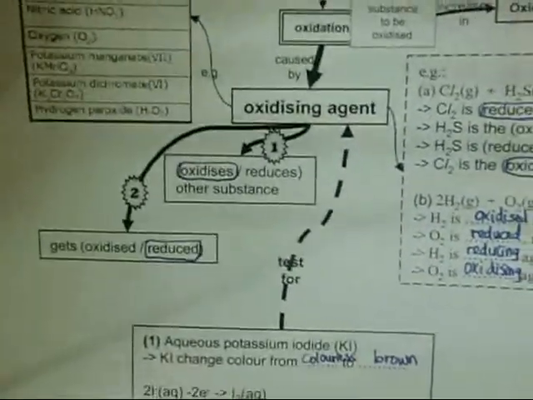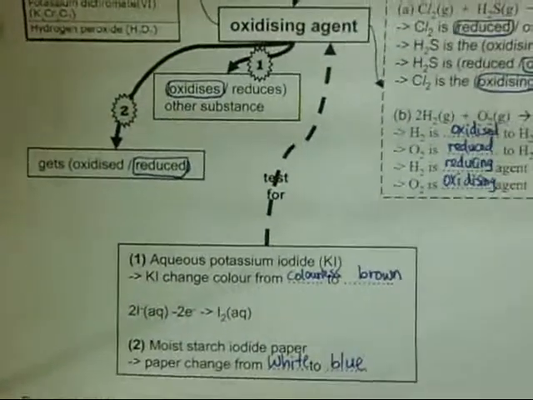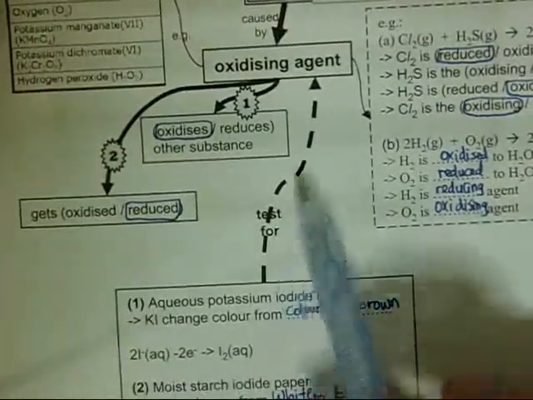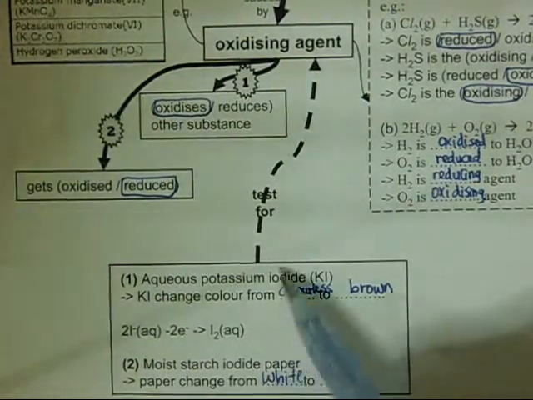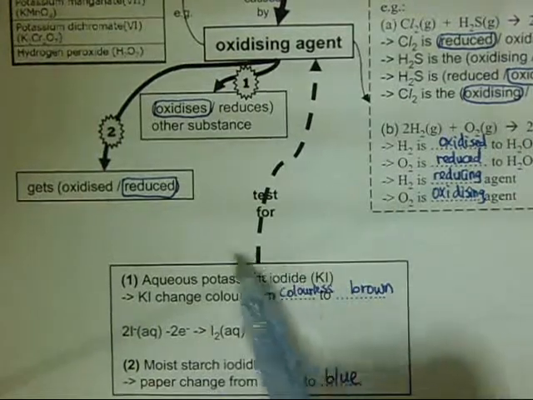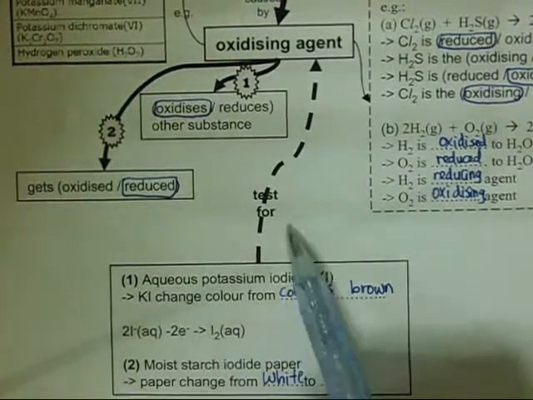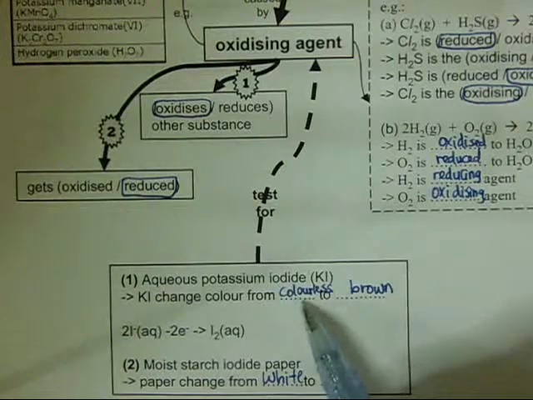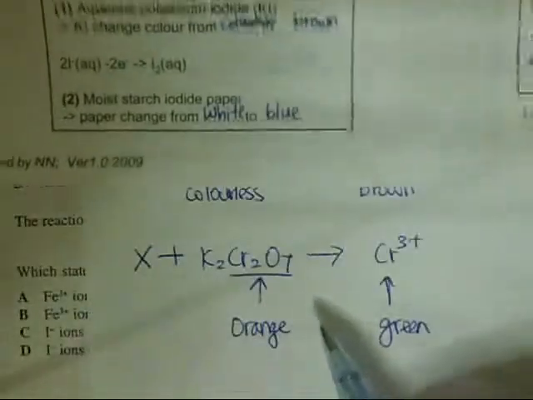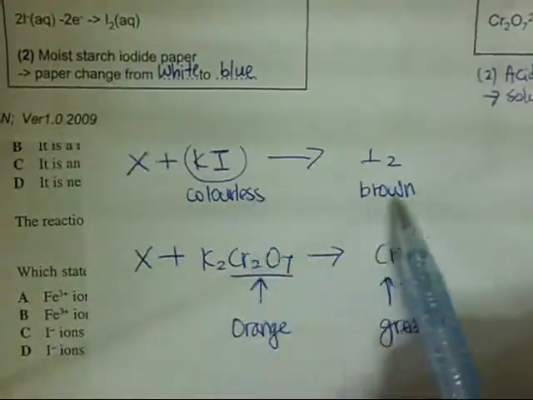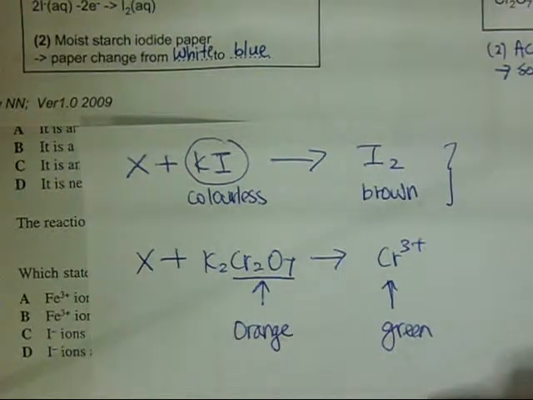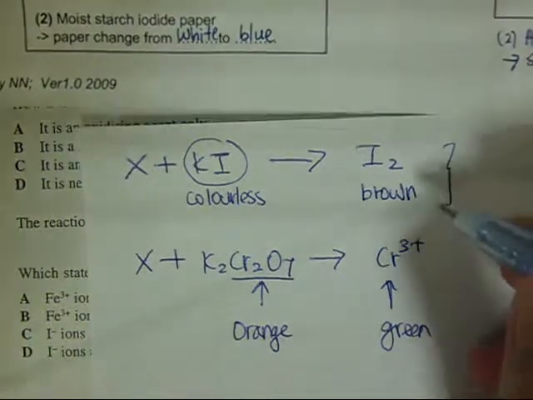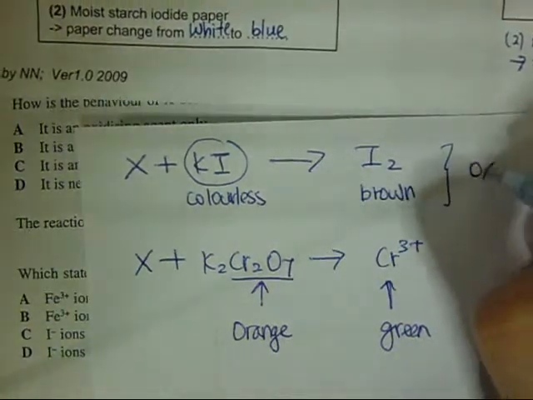Now this is actually from page 2 of your oxidation and reduction mind map. Okay, over here, test for oxidizing agent. These are the two chemicals used to test for oxidizing agent. So this is the potassium iodide. When there is an oxidizing agent present, it will change from colorless to brown. Okay, so over here, colorless to brown. So basically the first part of the sentence tells you that this X is an oxidizing agent.